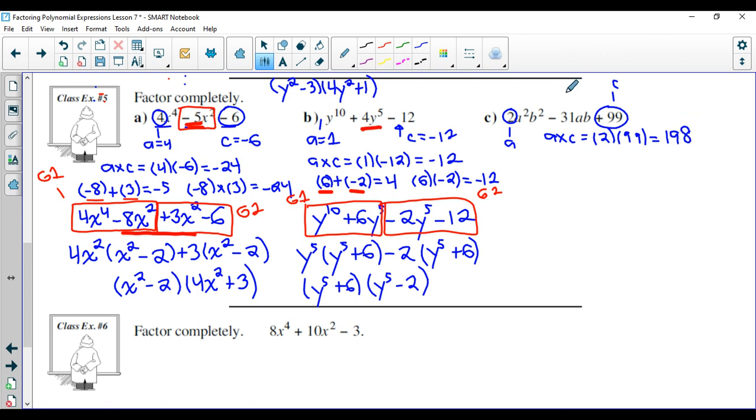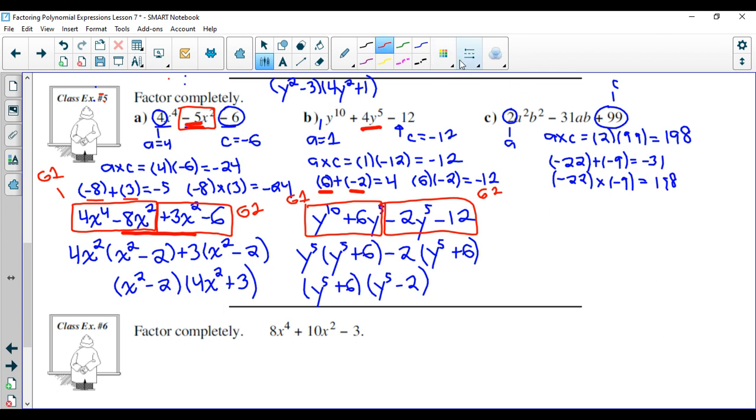Okay, so I need two numbers that are going to add to give me -31 and multiply to give me positive 198. This is a bit tougher to actually determine. It would probably require quite a bit of trial and error to figure it out. But just in the interest of saving time, I'll simply tell you what those two numbers are. If we take -22 and we add -9, this would be equal to -31. And if we multiply those two together, -22 times -9, it would be positive 198.